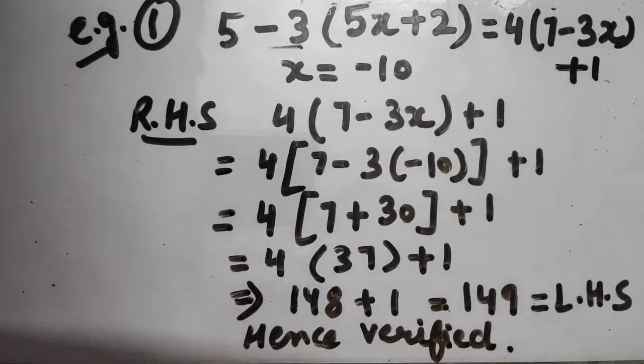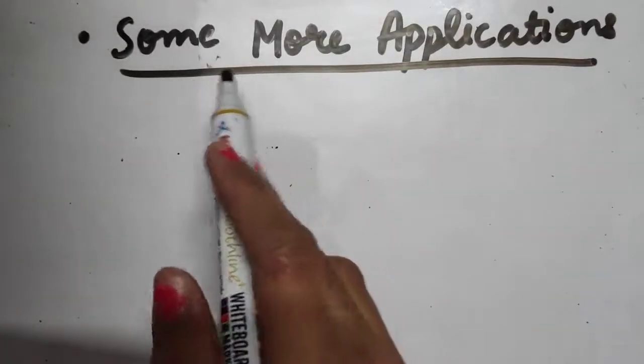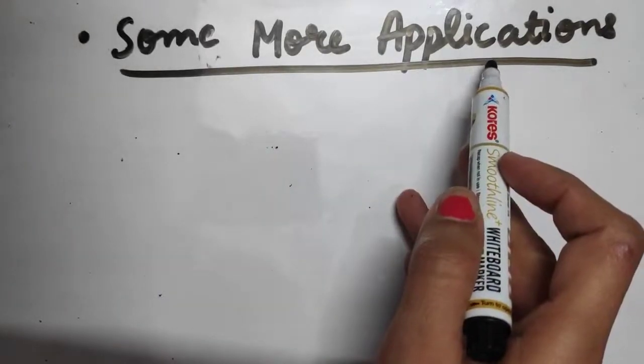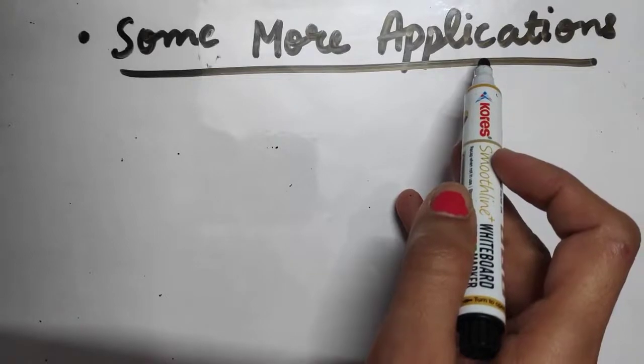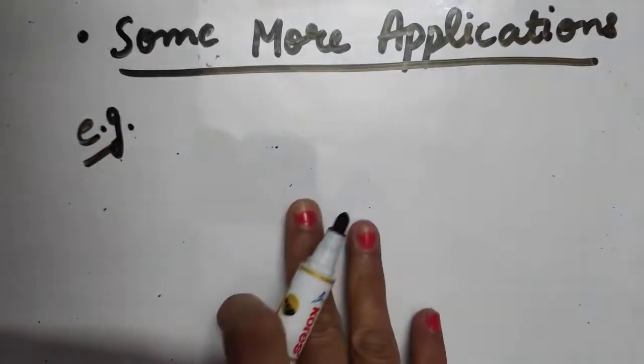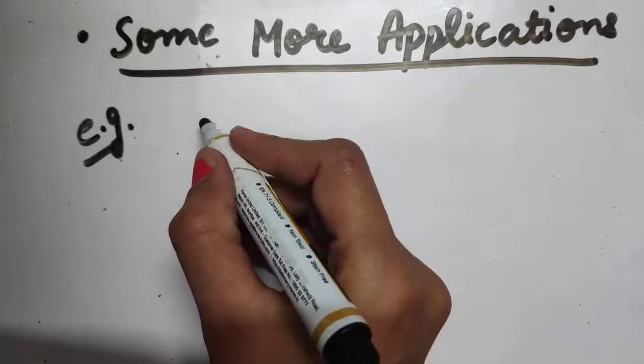So like this you are supposed to do the questions. Now coming to the main topic of today's lecture, I am going to discuss some more applications, or I will be discussing some more word problems. Let us start this topic with the help of an example. The example I am taking is, the digits of a 2-digit number differ by 3.